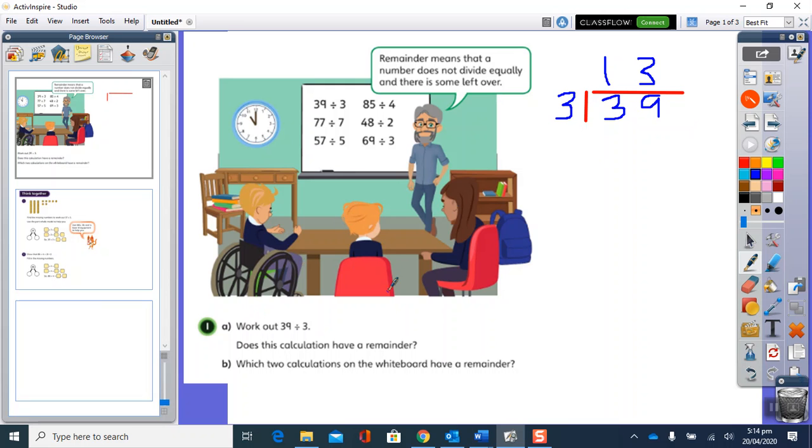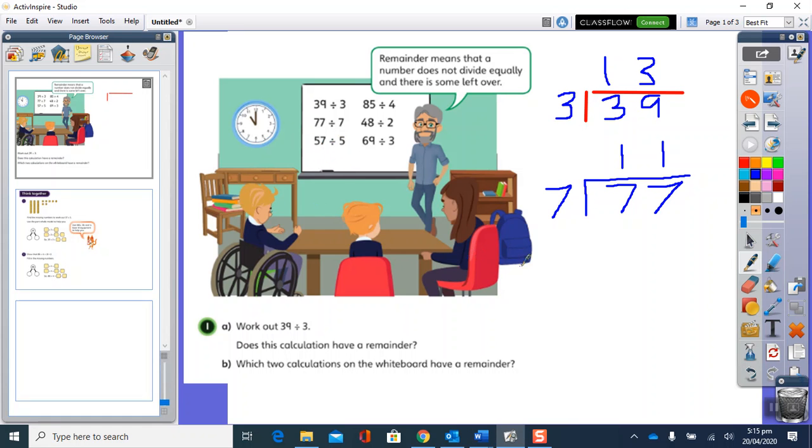So now we need to figure out which calculations here do have a remainder. So let's try 77 divided by 7. 7 goes on the outside. 77, my dividend, goes on the inside. 7 into 7 goes once. 7 into 7 goes once, and there is no remainder.